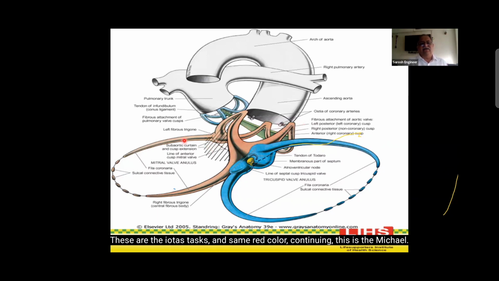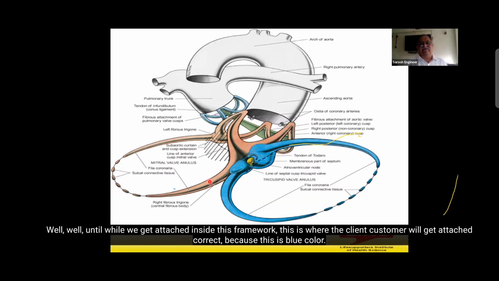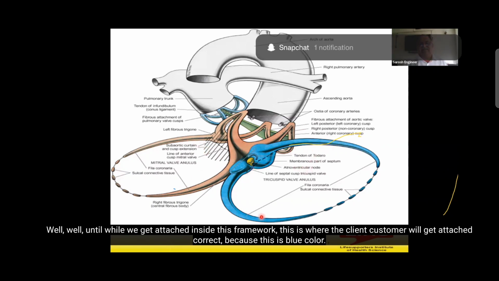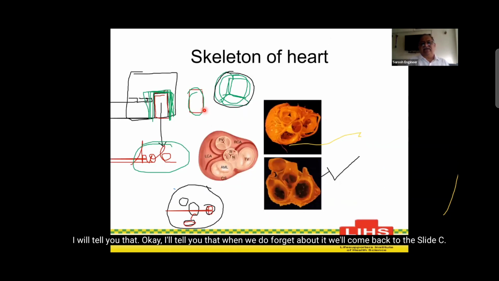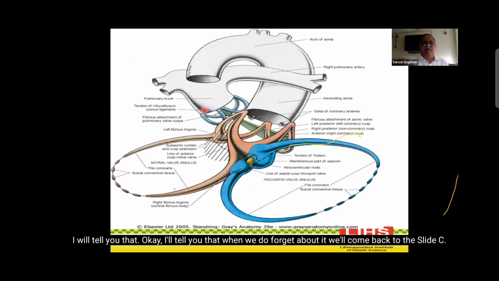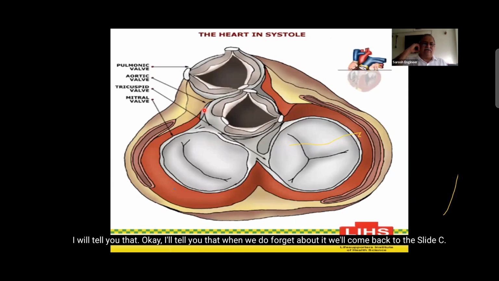And the same red color continuing, this is the mitral valve, where the mitral valve will get attached inside this framework. This is where the tricuspid will get attached, correct? Because this is blue in color. So this is where the tricuspid will get attached. And this is where the pulmonary valve will be. Also, another thing, when we go to electrical, I will tell you that. Okay, forget about it. We'll come back to this slide.